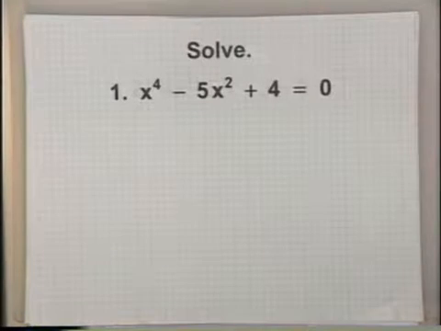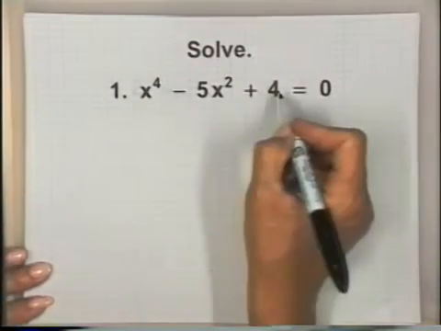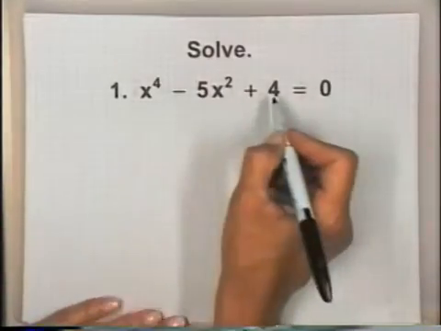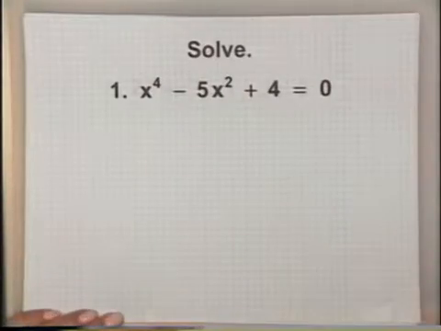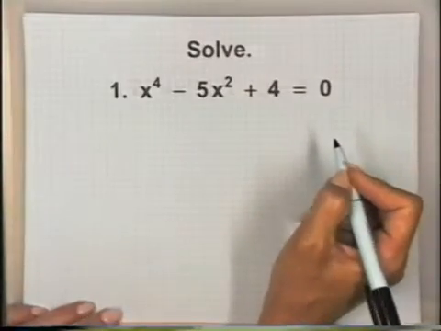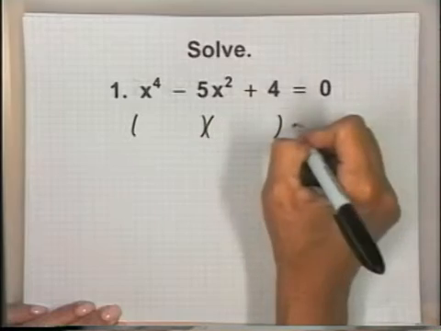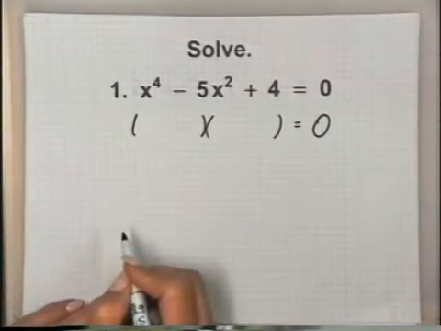In problem number 1, we have x to the 4th minus 5x squared plus 4 equals 0. We have a trinomial, don't we? We have 3 terms on the left, and of course when we say it's a trinomial, that means that the powers of x must be whole number powers. We learned how to factor this trinomial, didn't we? We know that first we look for a common factor, and there's not one.